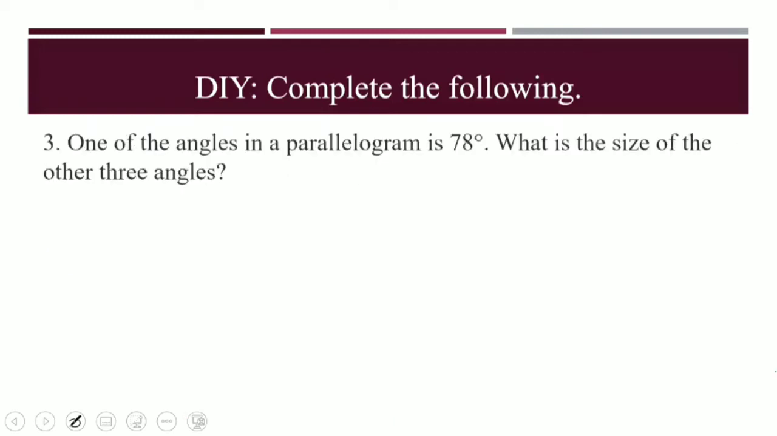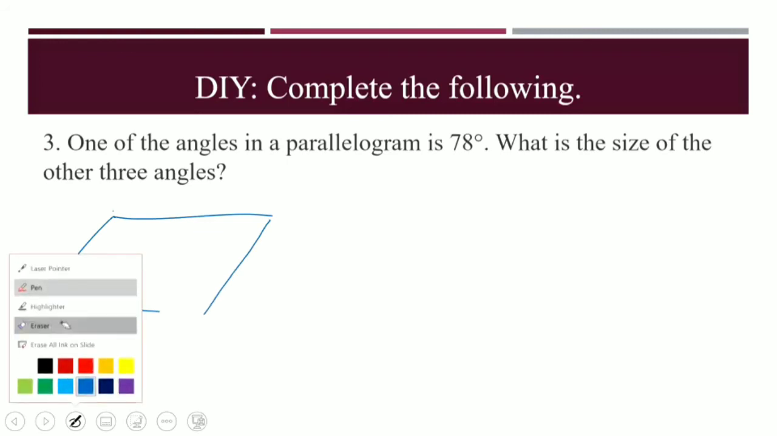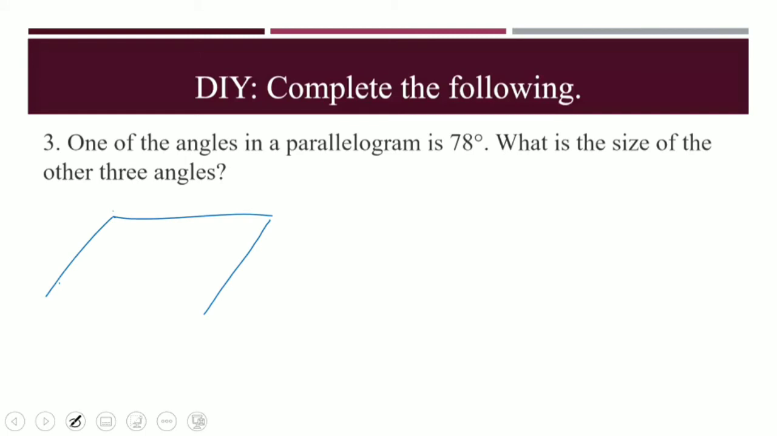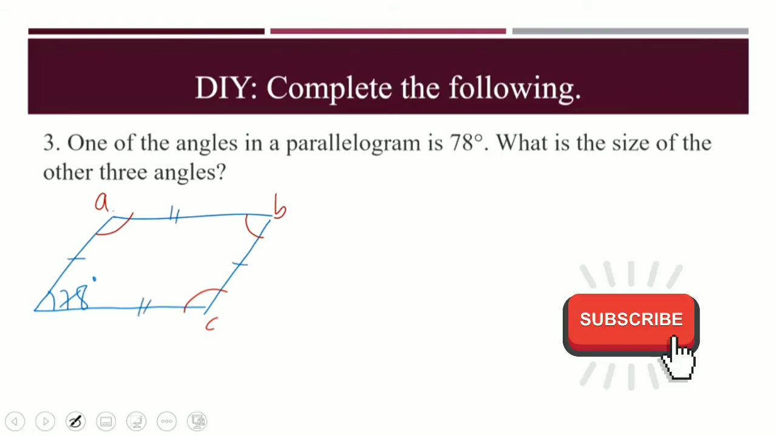Final question. It says one of the angles in a parallelogram is 78 degrees. What is the size of the other 3 angles? All right, let me just fix that up a bit. Extend this one. So one of the angles is 78 degrees. I'm just going to name the angles just for reference. All right, this is a parallelogram. So what do we know? One, we know that the sides are equal and parallel. And we also know that opposite angles are equal.